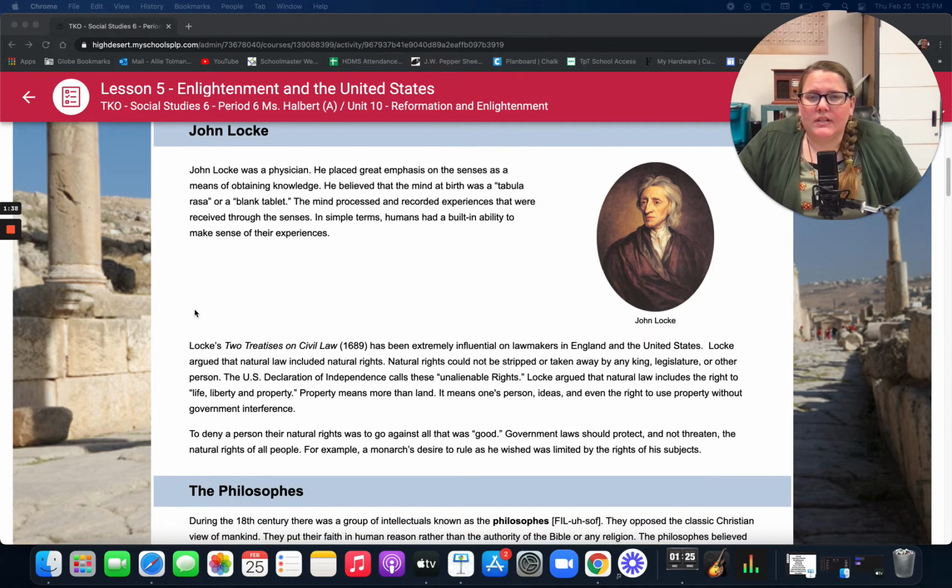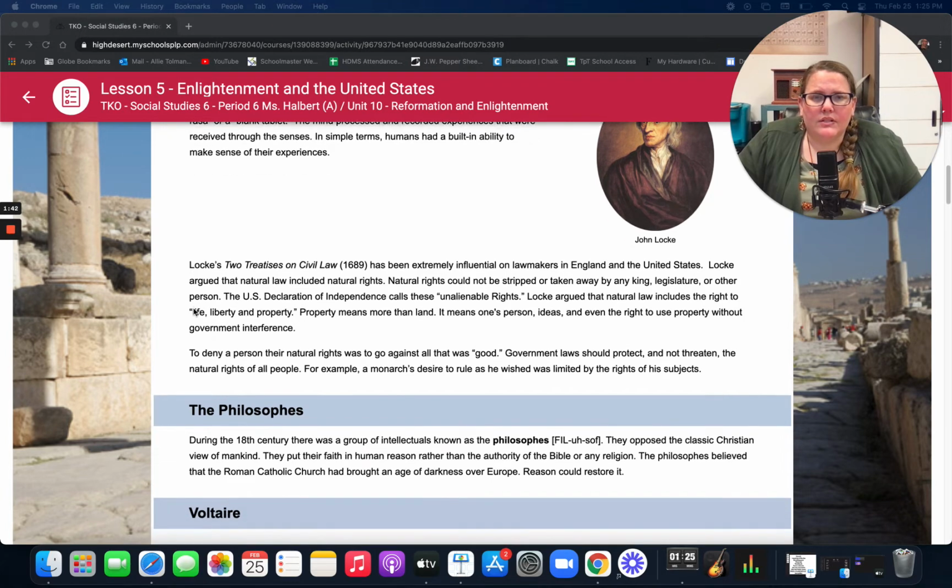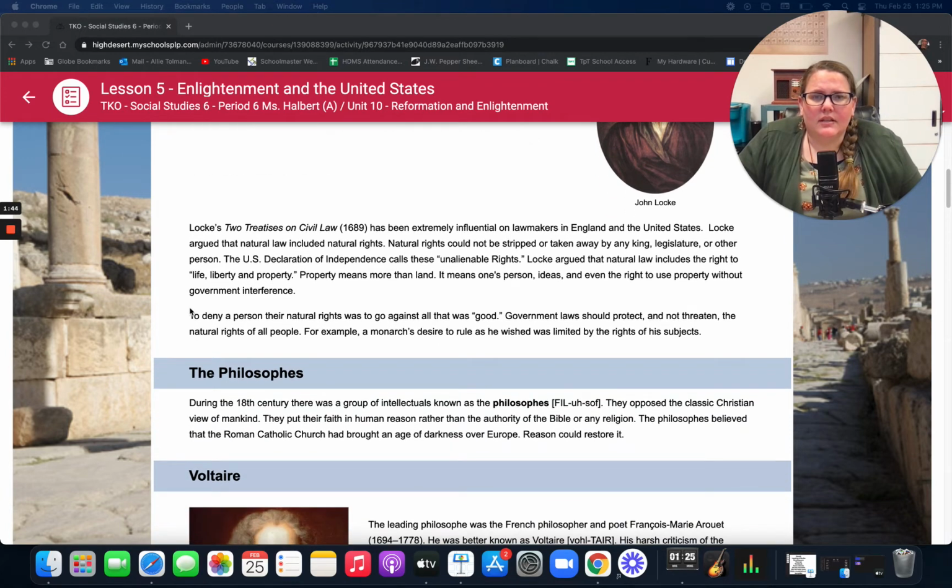Locke's Two Treatises of Civil Government had been extremely influential on lawmakers in England and the United States. Locke argued that natural law included natural rights. Natural rights could not be stripped or taken away by any king, legislature, or any other person. The U.S. Declaration of Independence calls these unalienable rights. Locke argued that natural law includes the right to life, liberty, and property.